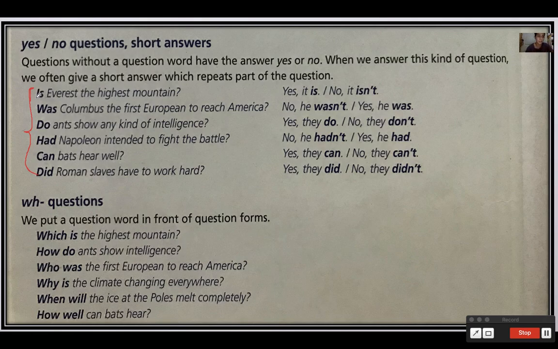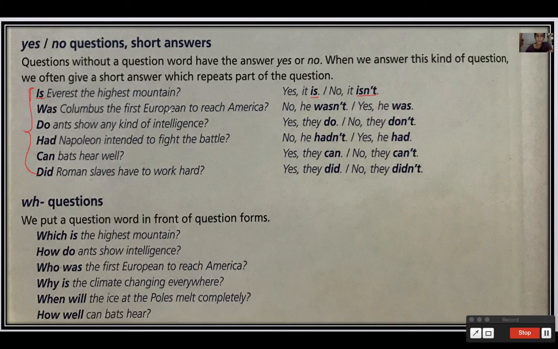For example, in this case, is, isn't. Yes, it is. No, it isn't. Why it? Because we are talking about a place. Remember that it is used to talk about places or animals.